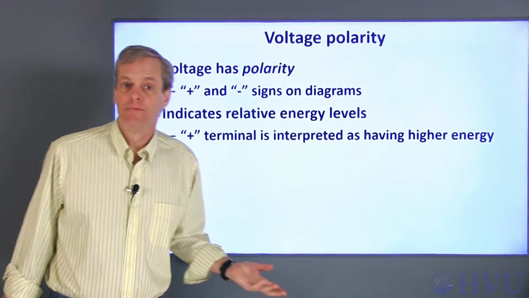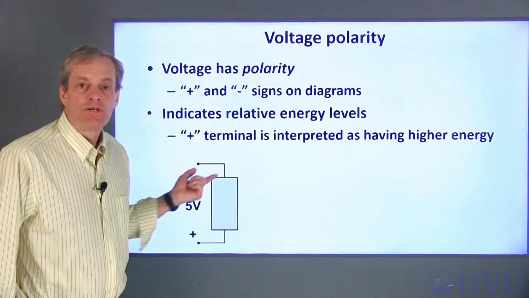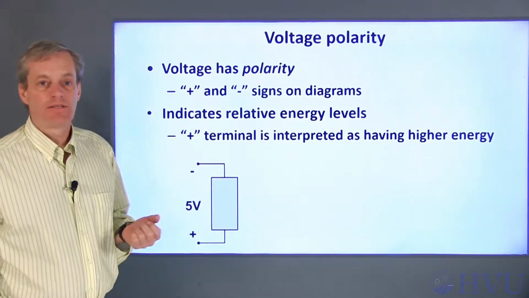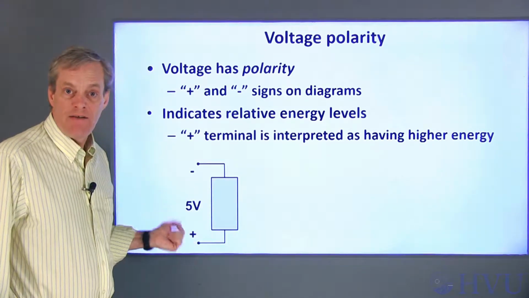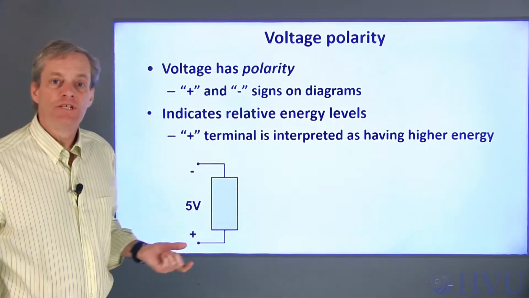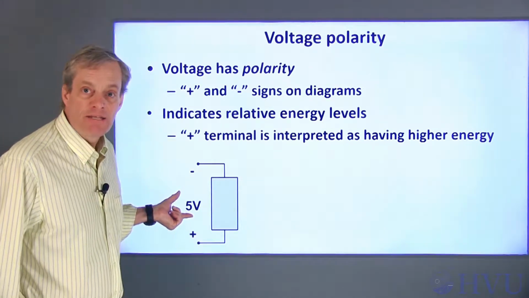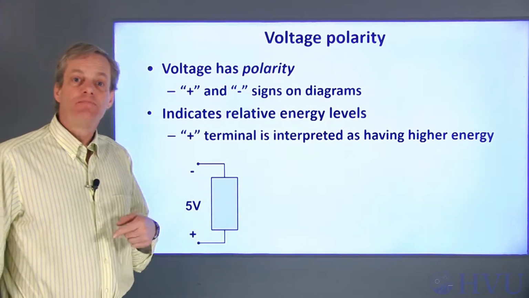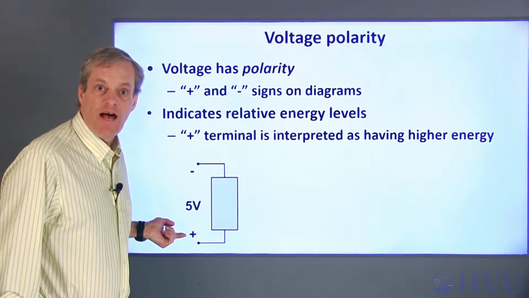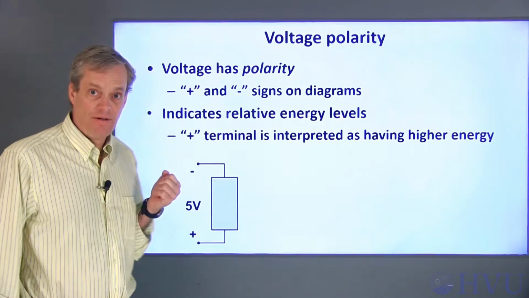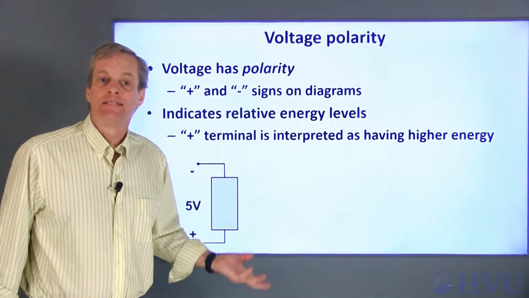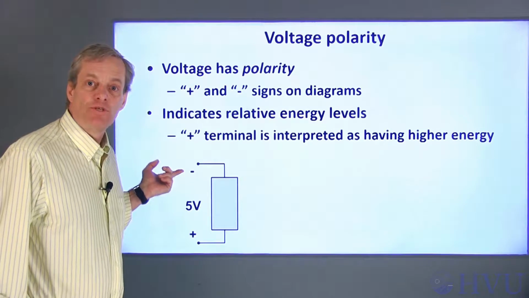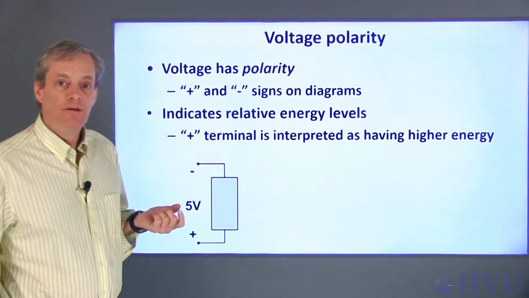For example, I have a circuit element indicated by this gray box. It has two terminals that I have access to. If the voltage difference between the terminals is positive 5 volts, with the polarities indicated as shown, this means that this terminal is 5 volts higher than this terminal. Another way to interpret it is that the top terminal is 5 volts lower than the bottom terminal.